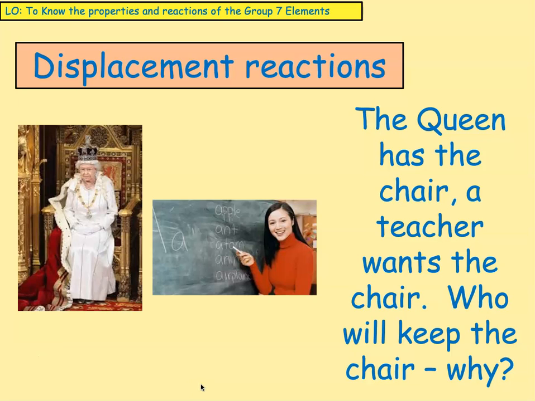Here, the opposite way round. The queen is sitting on this chair. The teacher wants to sit on the chair. So obviously, there's not actually going to be any movement. There's going to be nobody displaced because the teacher won't be able to sit on the throne.